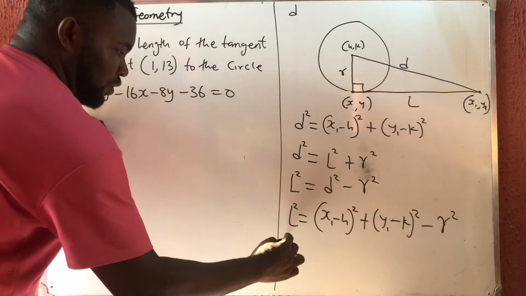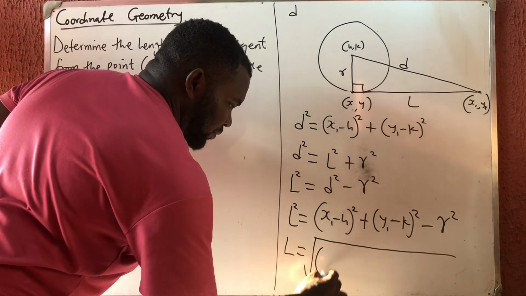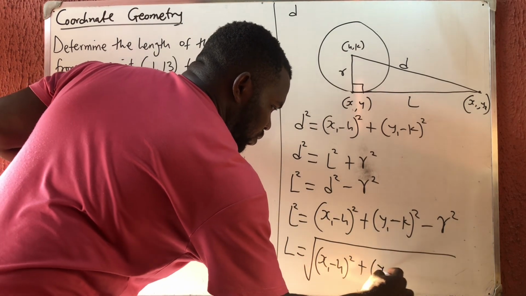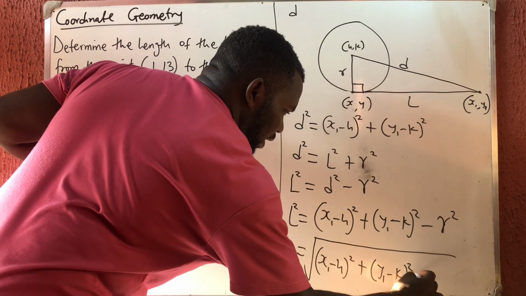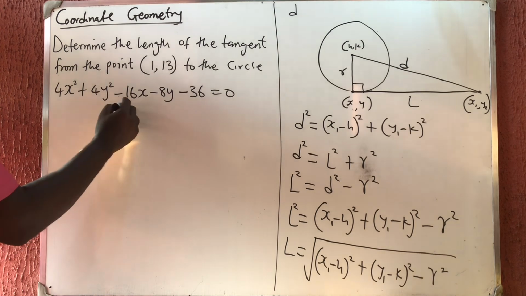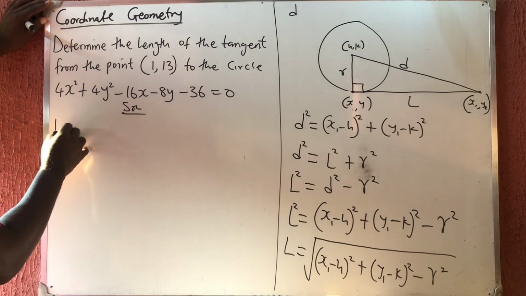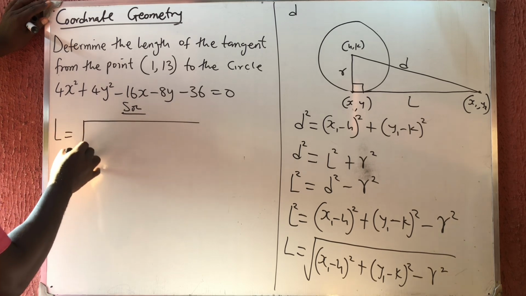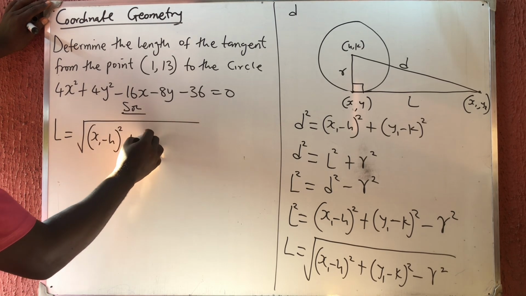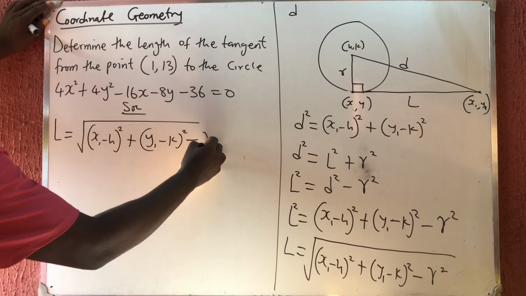Okay, so the length of the tangent is now given by this formula: the square root of (x1 minus h) all squared plus (y1 minus k) all squared minus r squared. So that is how we got that. So that is what we're going to use here. So solution, I'll tell them that the length of a tangent is given by the square root of (x1 minus h) all squared plus (y1 minus k) all squared, then minus r squared.